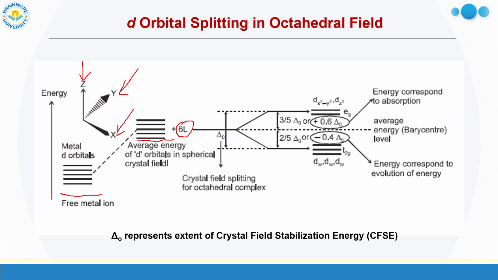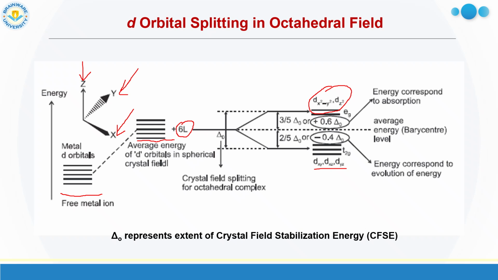So when the ligands approach along the axis, the orbitals which remain along the axis will face more interaction. So which orbitals will face more interaction? dx square minus y square and dz square orbitals get higher in energy due to more interaction, more disturbance, whereas the other 3 orbitals, to balance the total energy of the system, become lower in energy. So you can see here dxy, dyz, dzx become lower in energy, whereas dx square minus y square and dz square become higher in energy, such that the total energy remains constant.